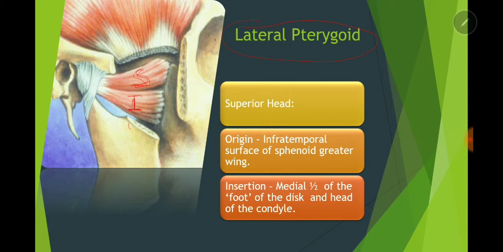plate. Now, the superior head of the lateral pterygoid muscle originates in the infratemporal surface of the sphenoid greater wing. That's where the lateral pterygoid muscle originates. And it inserts onto the medial one-third of the disc and head of the condyle. Make sure you know the origin and insertion of these muscles.